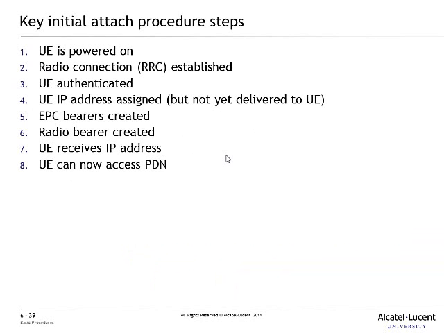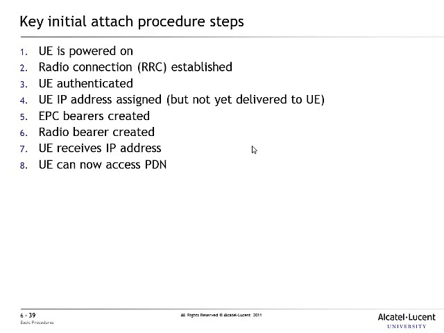So for example, if somebody asks you what sort of things have to take place in the network when an attach takes place, you should be able to list the important steps. When you first power on your UE, the first thing that has to be established is an RRC connection, and we talked about the RRC connection last week. Once an RRC connection is established, then the UE gets authenticated. And once the UE is authenticated, an IP address is assigned, but it's not delivered because a bearer has not been set up yet.